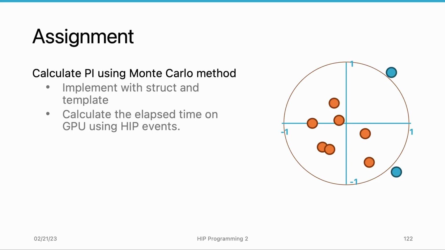This knowledge will be crucial for anyone looking to develop high-performance applications for AMD GPUs using heap. The assignment for Unit 4 is to calculate pi using the Monte Carlo method but using struct and template in heap as the implementation method. The audience need to calculate the elapsed time on GPU using the heap events.